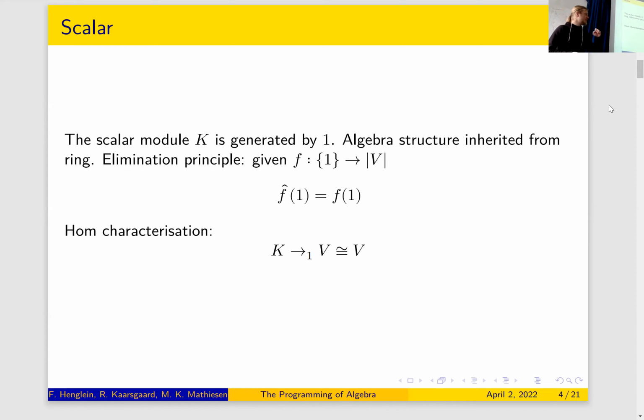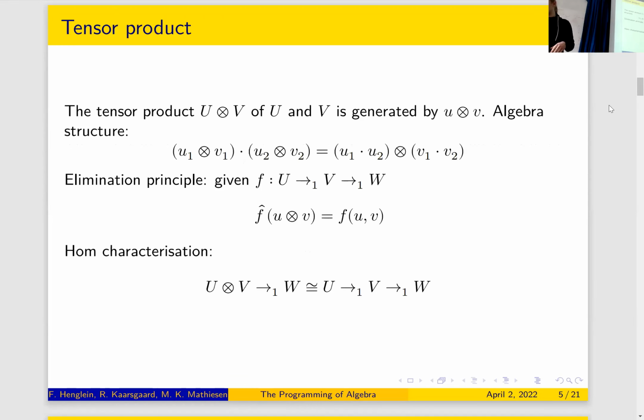Another way to say this is that maps from scalars to some module are isomorphic to that module, because picking a map from scalars into the module is the same as picking an element of that module. Okay, so that was the easy one.